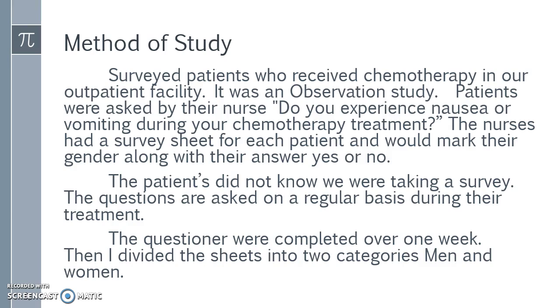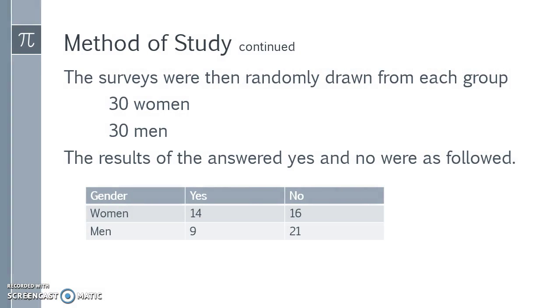Then I divided the sheets into 2 categories, men versus women. The surveys were randomly drawn, and for each group, I drew 30 women and 30 men. Below, you will see the results of my answers of yes and no. Out of 30 women, 14 said yes, 16 said no. Out of 30 men, 9 said yes, and 21 said no.